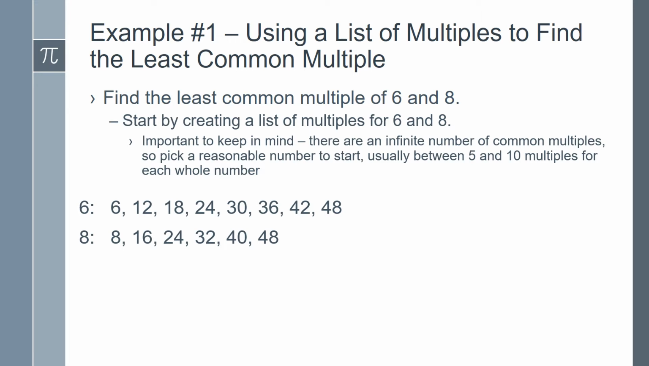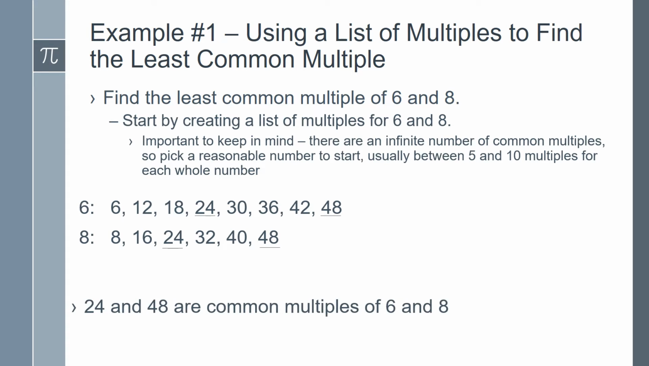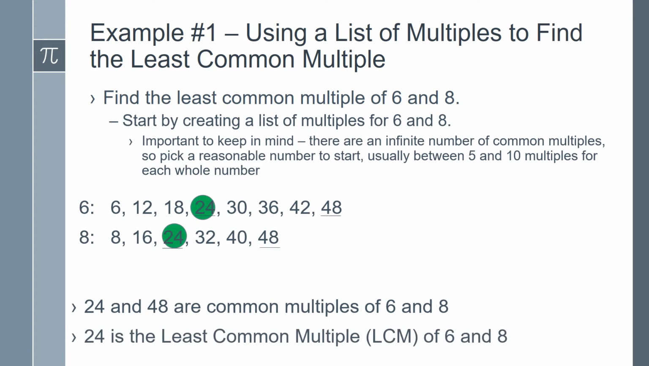Next, we can underline the common multiples. 24 and 48 are common multiples of 6 and 8. Now we want to know the least common multiple, so we have to pick the least of these options. In this case, it is 24, which is the least common multiple of 6 and 8.